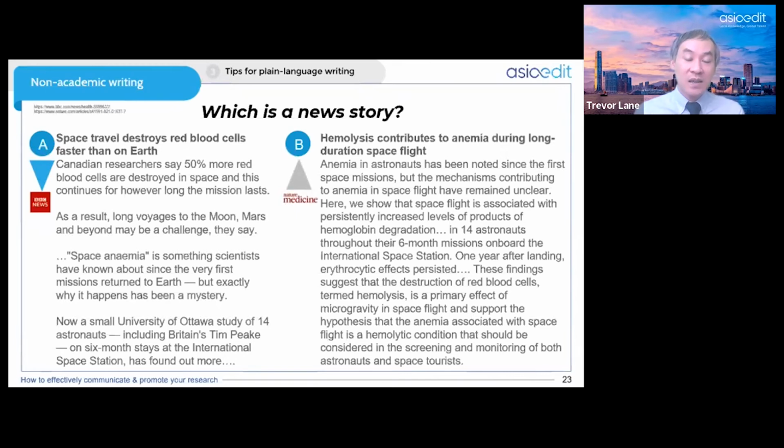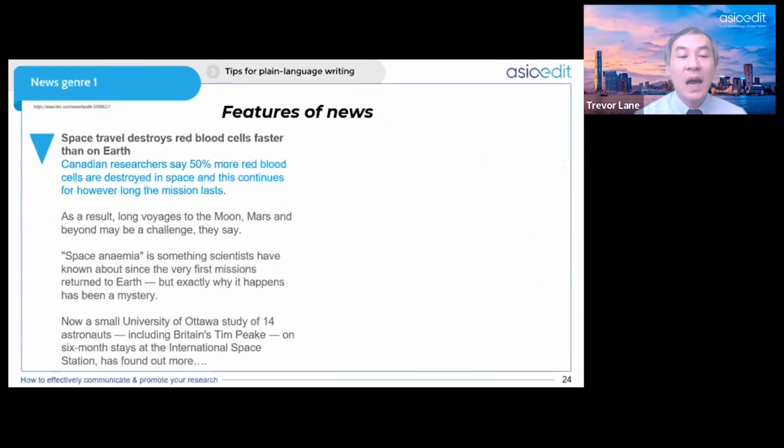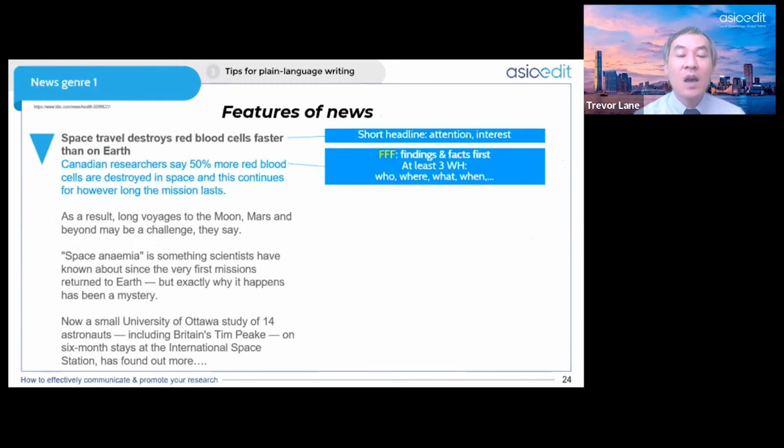And we can see it's shorter, it's broken up, the sentences are shorter, the language is easier to understand just from glancing at it. So let's have a quick look. So features of news, a very short headline, easy to understand and grabbing attention. The news is first, remember? So Canadian researchers say 50% more red blood cells are destroyed in space. So FFF, findings and facts first. It's best if you can answer at least 3 of the WH questions: who, where, what, when. Usually keep the why and how for later.